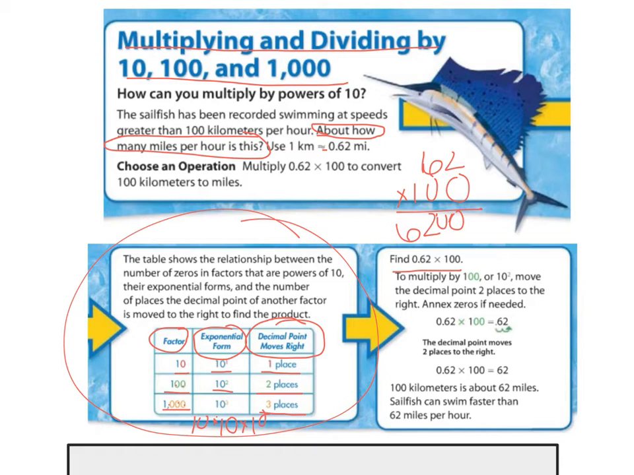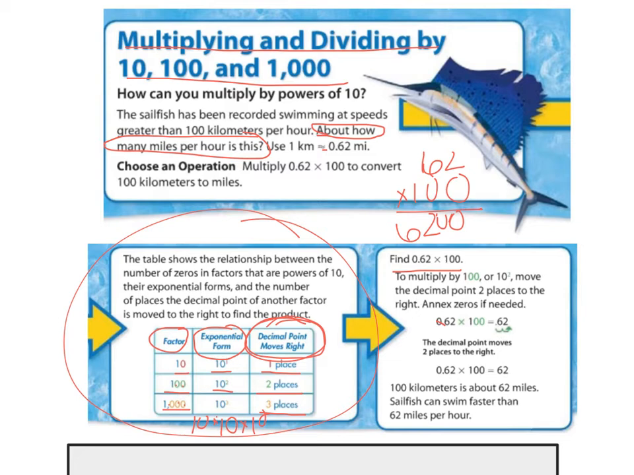So let's get back to the original question. This isn't 62, this is 62 hundredths, and we want to multiply it by 100. Well, we just found the rule here. If you're multiplying, you move the decimal point to the right. So to multiply by 100, or 10 squared, move the decimal 2 places to the right. Annex zeros if needed. And you know, I'm not really exactly sure what annex means, but maybe it means get rid of, because I don't see that there, but not sure.